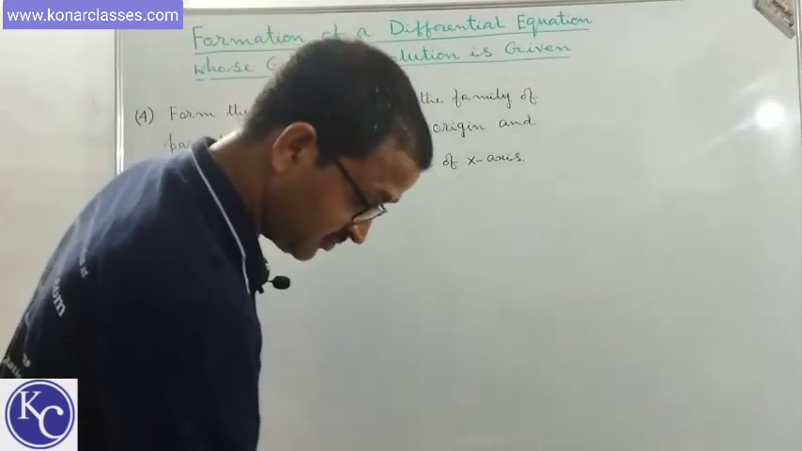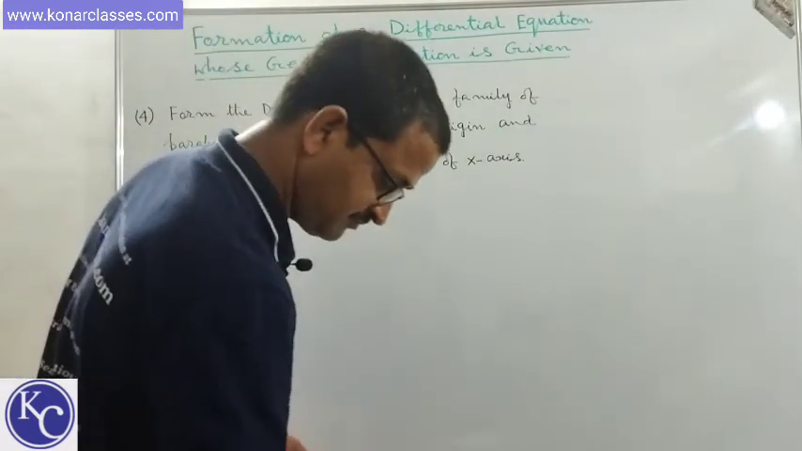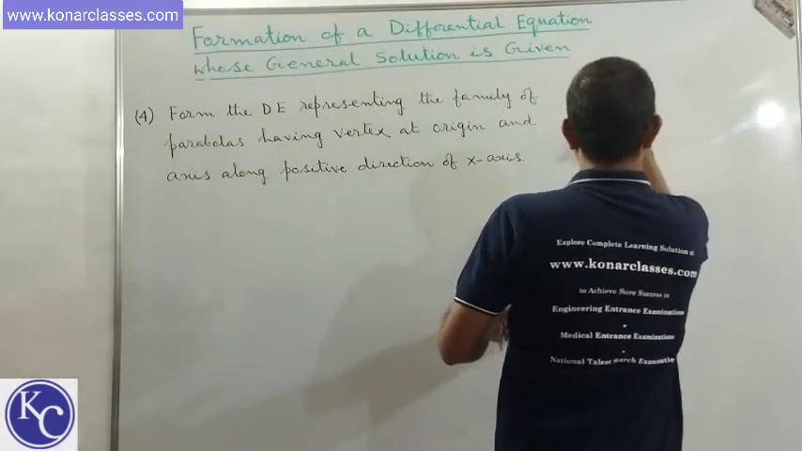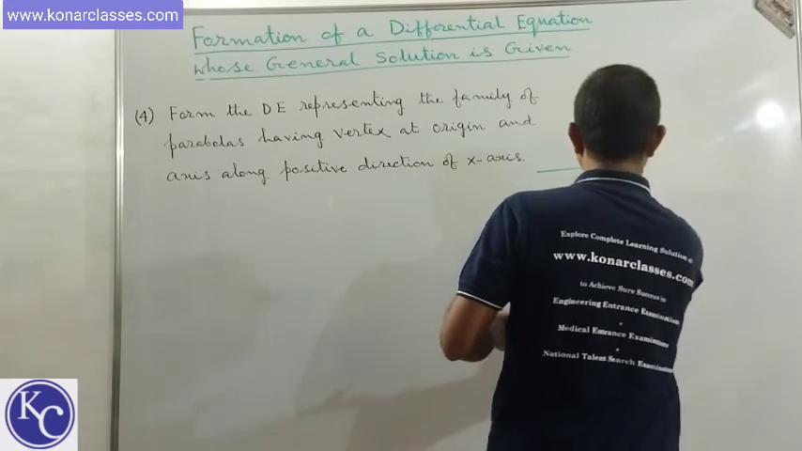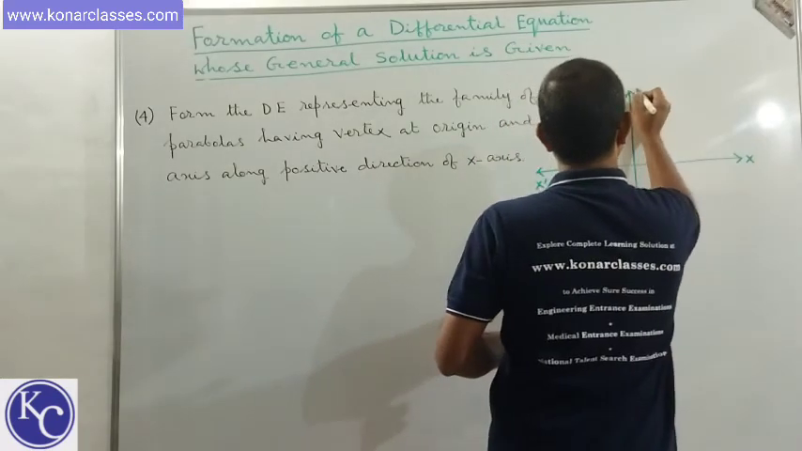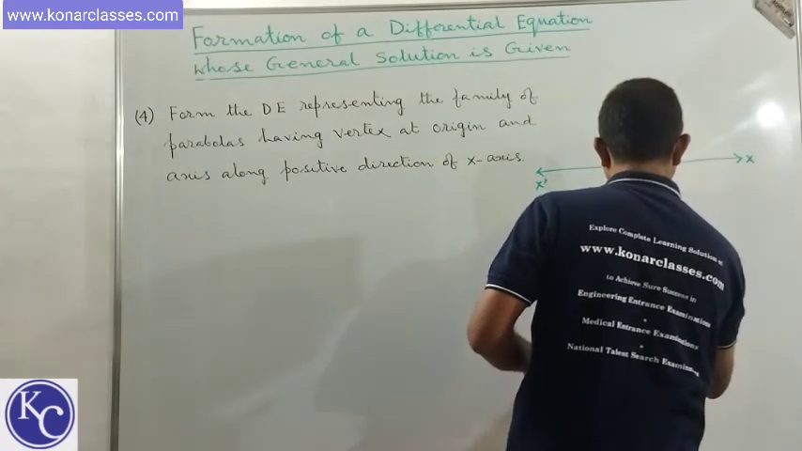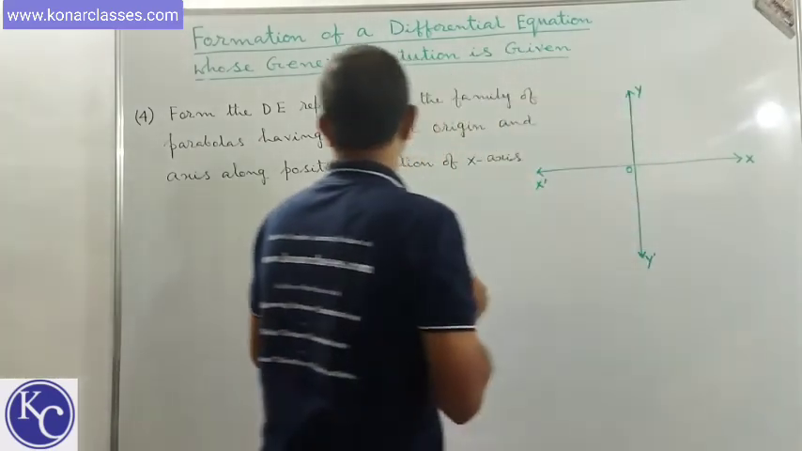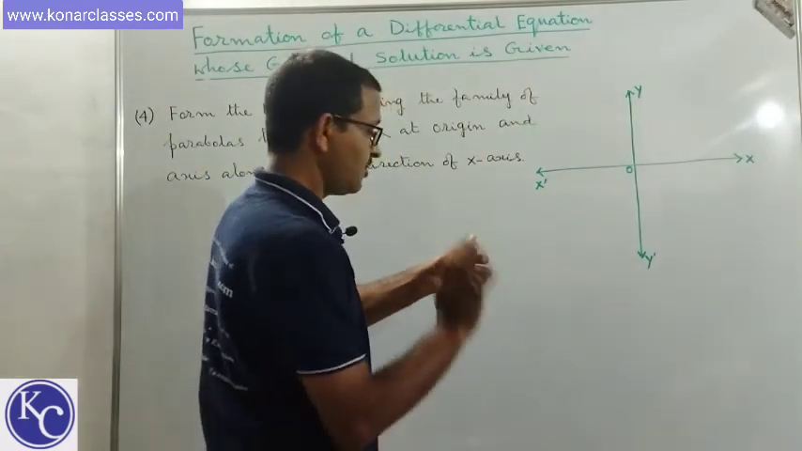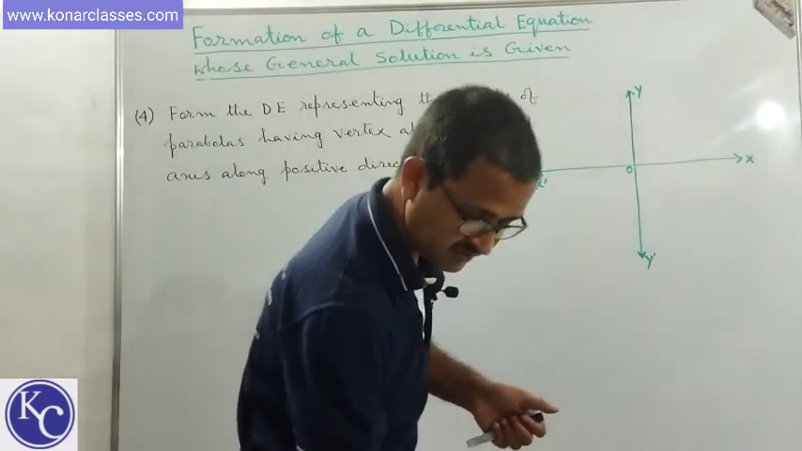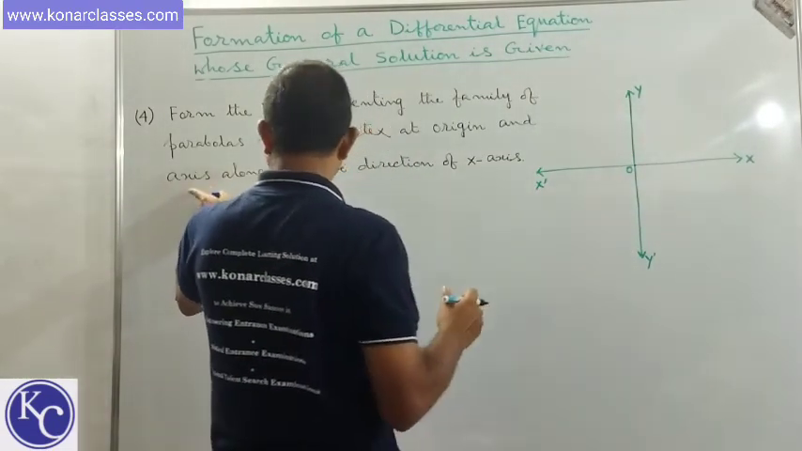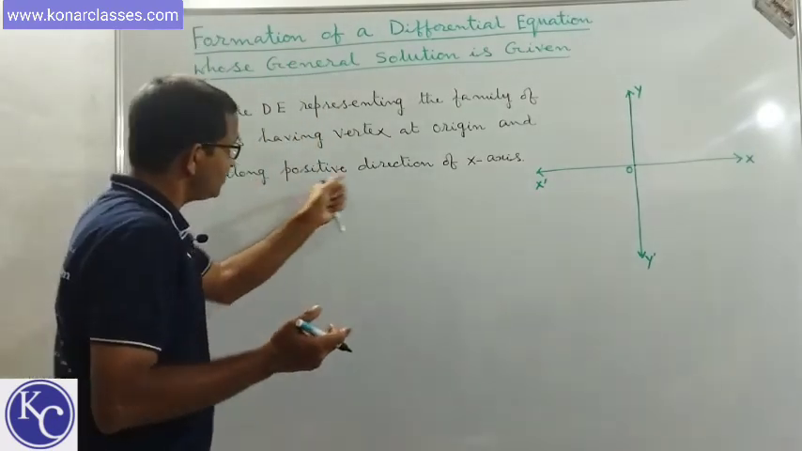First, what you should do? First, we should give a visual representation. So it is a family of parabolas. So first, let's see how it will look like. For that, first let's draw the coordinate axis. X, x dash, y, y dash, origin. Family of parabolas having vertex at origin means all these parabolas have the vertex at the origin. Here the vertex will be here, and the axis of the parabola is along positive direction of x-axis.